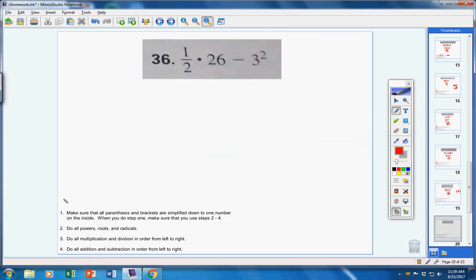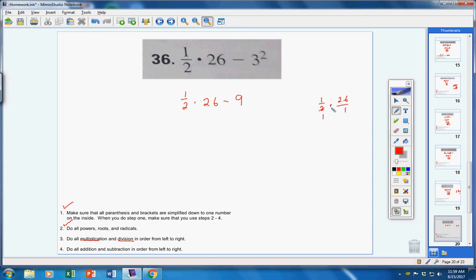Okay, step 1 is already done. There are no parentheses or brackets for us to worry about. Step 2, we do have an exponent to worry about. So I have 1/2 times 26 minus 9. 3 times 3 is 9. Okay? Step 2 is finished. Step 3, do all multiplication and division. Well, I see a multiplication problem right here. So I have 1/2 times 26 over 1.